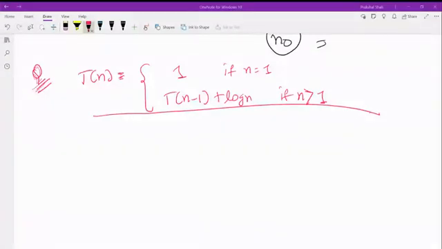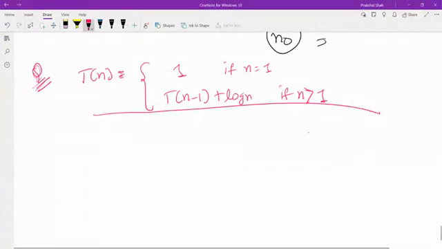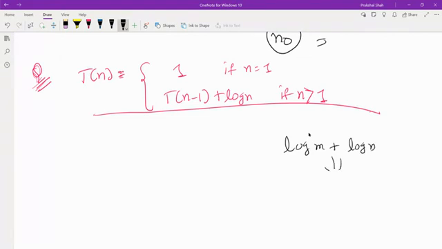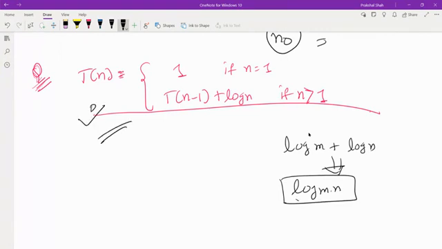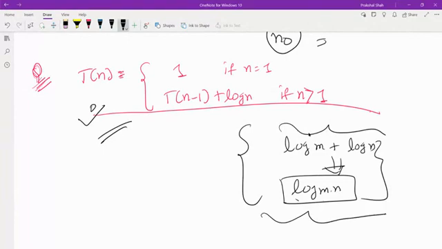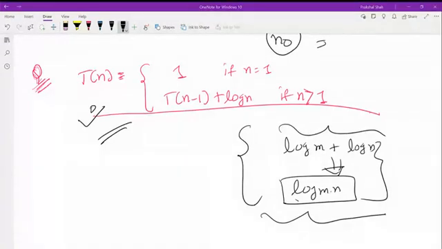And for this particular task, I'll just tell you as a hint that whenever you have log m plus log n, it will be log of m into n. This will be useful for this question. Okay, this is just for your information. This was taught in your 11th-12th standard. This is just for your information.